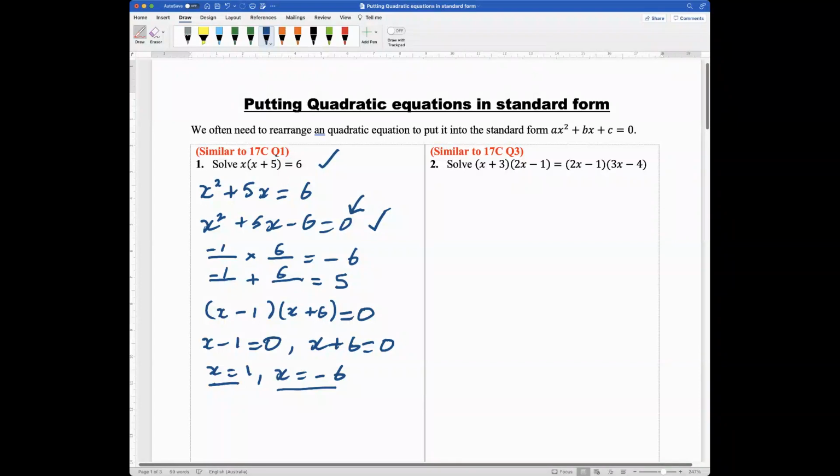Now, that question is like 17C question 1 from your textbook. So I'd like you to pause the video now and go to 17C, and I'm going to do question 1, and you can do every second question. So A, C, E, and all the way up to G. You can stop at G if you want: 1, A, C, E, G. So pause the video, go to your textbook and do these questions. And then when you finish, come back to the video, unpause it, and you're going to look at 17C question 3.